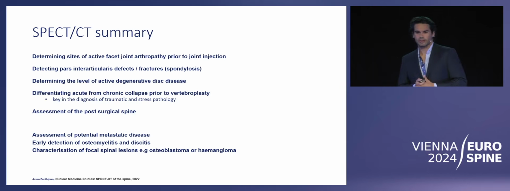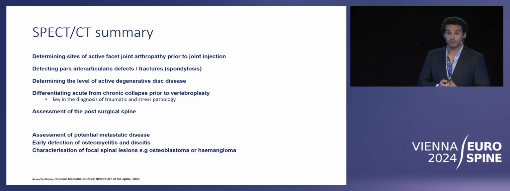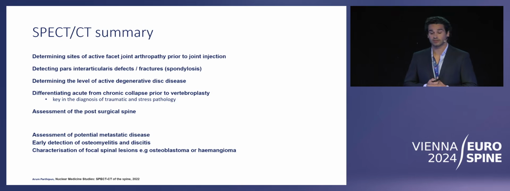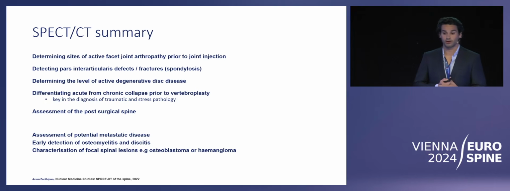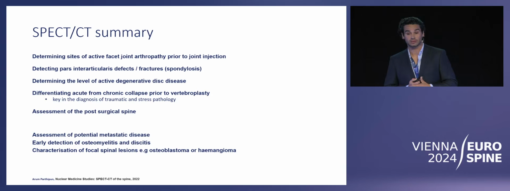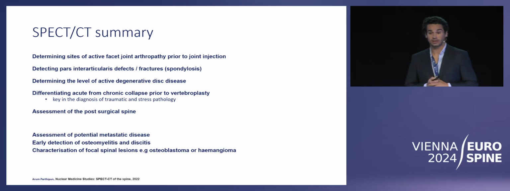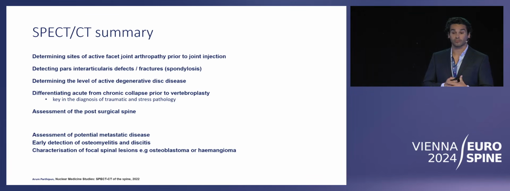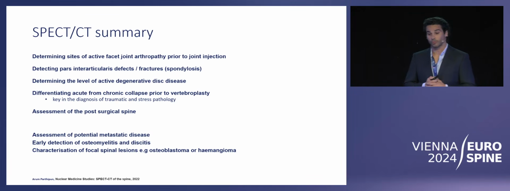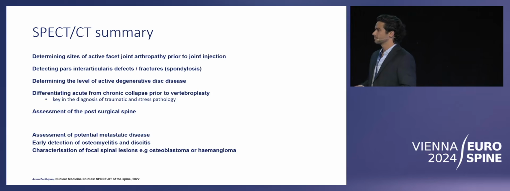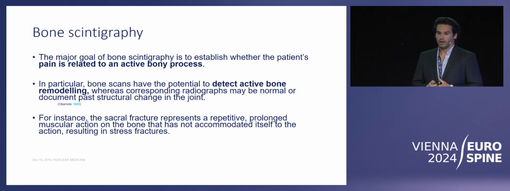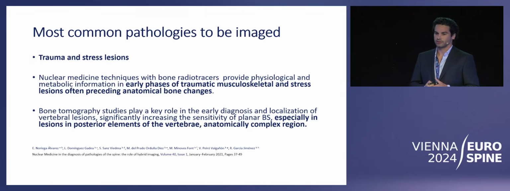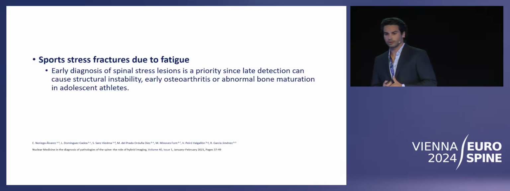So to summarize, SPECT-CT as a leading method for locating active joint arthropathy is extremely useful for us as interventional pain physicians. Detecting pars interarticularis defects, so-called spondylolysis or fractures, is also very useful. It also shows the level of active degenerative disc, differentiates acute from chronic prior to vertebroplasty procedure, and assesses the post-surgical spine. I'll jump over these, the most common pathology.